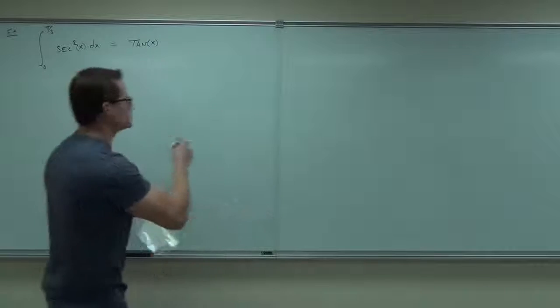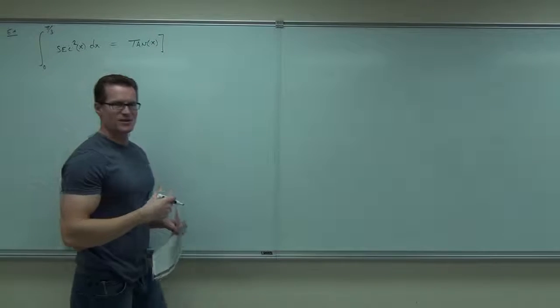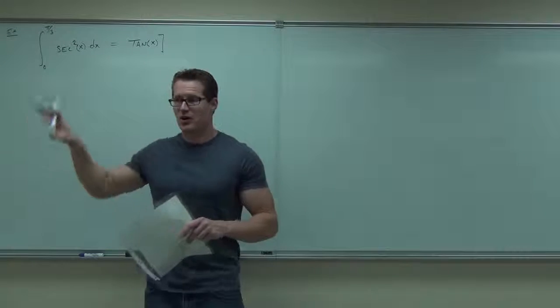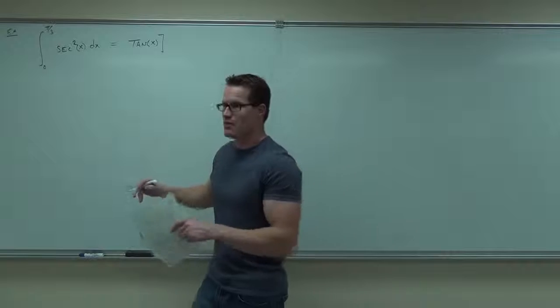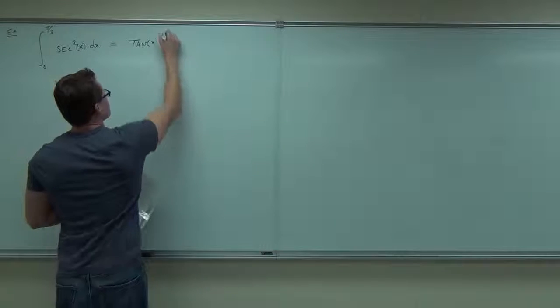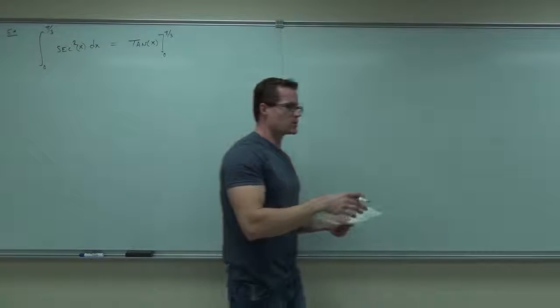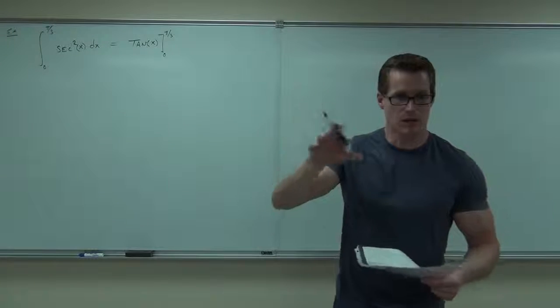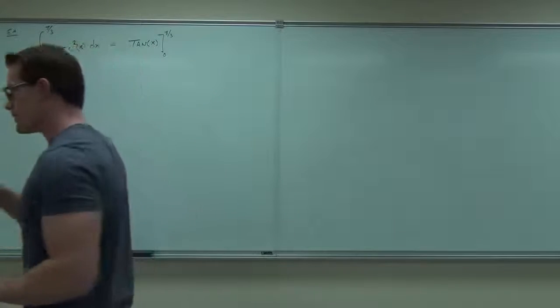What you do is you have this first, and then you put up the evaluation symbol. You go, okay, I'm evaluating from 0 to pi over 3. So you show me what the integral is, you show me your bounds of evaluation, and then you plug them in. Which one do you plug in first, 0 or pi over 3?